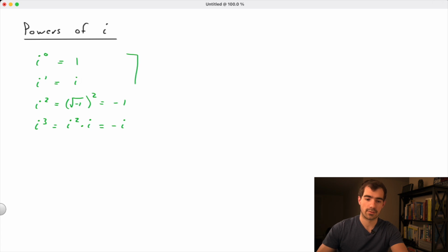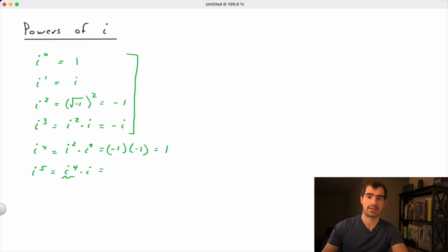I'll highlight this, but you might be sensing a pattern already. If we go to i to the 4th, well, i to the 4th can be broken down into i squared times i squared, or in other words, -1 times -1. Now, when we multiply two negatives together, we get a positive, so this would be +1. When we look at i to the 5th, that would be the same as i to the 4th times i, or as we just saw, i to the 4th is +1, so this would be +1 times i, or i. And so you may be seeing semblances of that same pattern here.